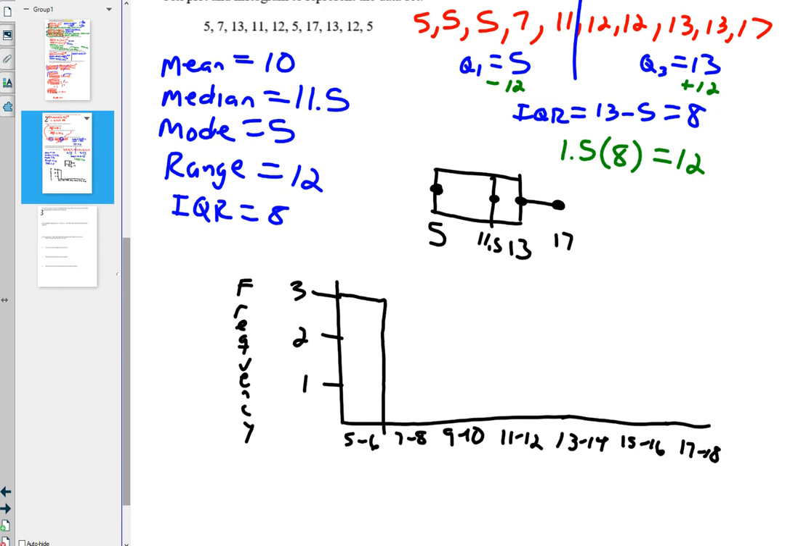Between 7 and 8, we have 1. We don't have any 9s and 10s. We do have 3 11s and 12s. 13s and 14s, we have 2. 15 and 16, we don't have any, and then here we have 1. But there's more than one way that that could look.